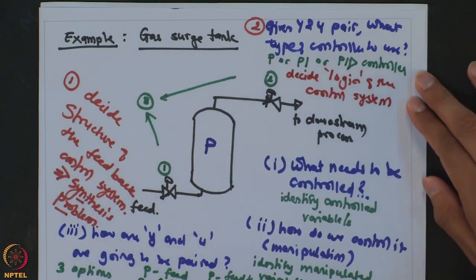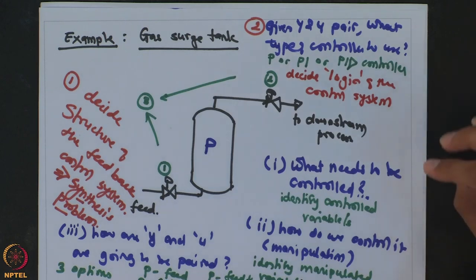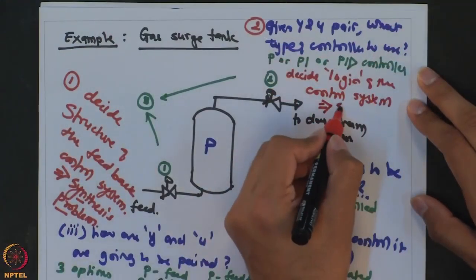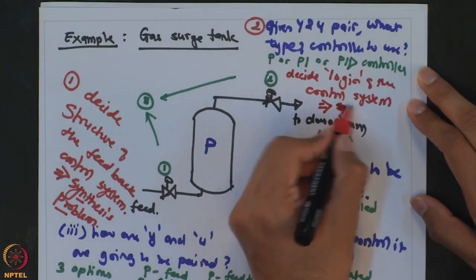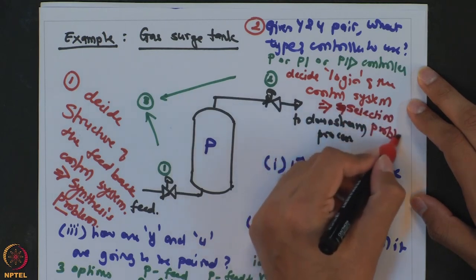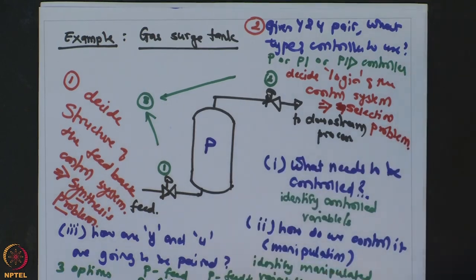Depending on whether you have a P, PI or PID controller, they have different logic. A P controller penalizes only the current error, a PI controller will have current and past contributions, and a PID will have past, present and future contributions. All these will decide the logic of the control system, and this particular problem is known as the selection problem. So, this is the second problem.